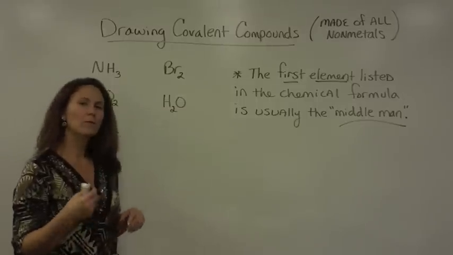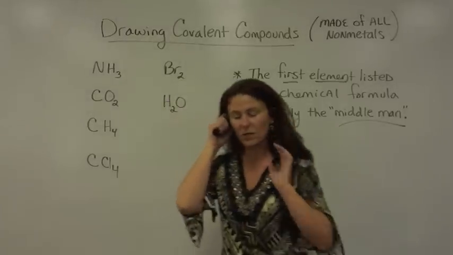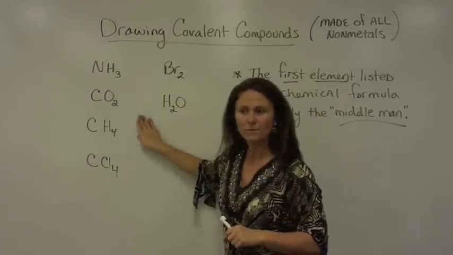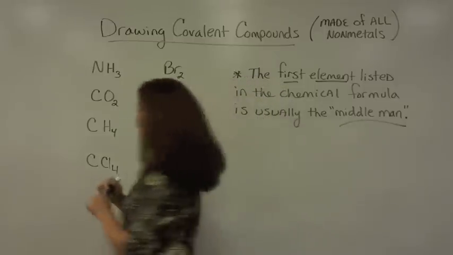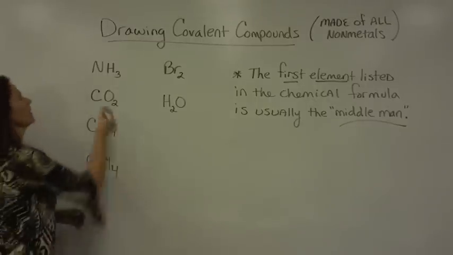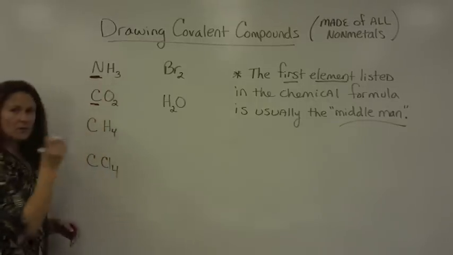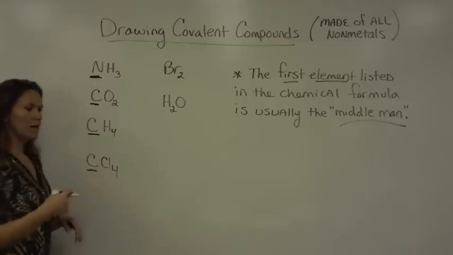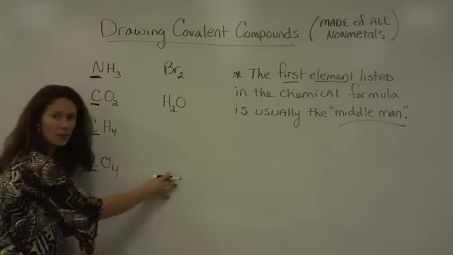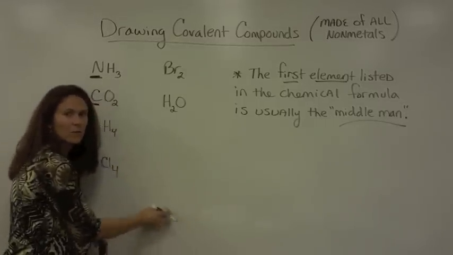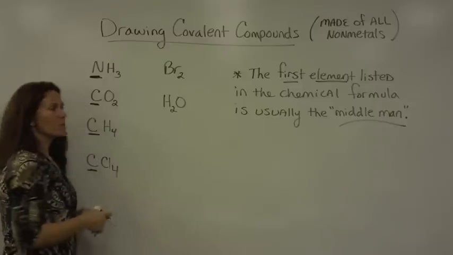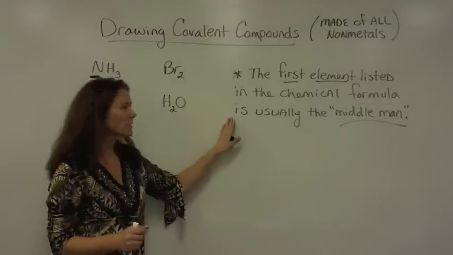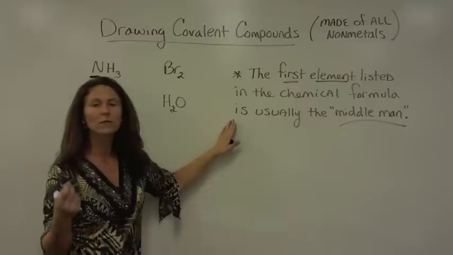One thing to keep in mind before we start to draw these is just to give you a little tip on how to start. If you look at a chemical formula, generally, again there's always exceptions, usually the first element that's listed in these chemical formulas is the one that is going to be in the middle of the compound, and then the other elements will bond around it. So we usually call them the middleman.